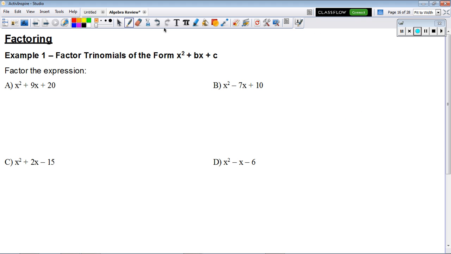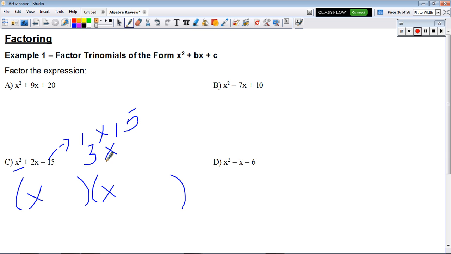For part C, notice it's a minus at the end, which is going to make the signs in the parentheses a little bit different. So x squared is still going to be x times x, and the factors of 15 are 1 times 15 and 3 times 5. Because it's a negative 15, the signs in the parentheses have to be different, one plus and one minus. That's because the only way you can multiply two numbers together and get a negative is to do a positive times a negative.